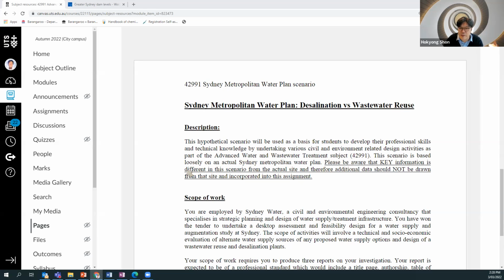So this scenario is based loosely on the actual Sydney metropolitan water plan. Please be aware that the key information is different in this scenario from the actual site, and therefore additional data should not be drawn from that site and incorporated into this assessment. So we have two main agendas: desalination and wastewater reuse.